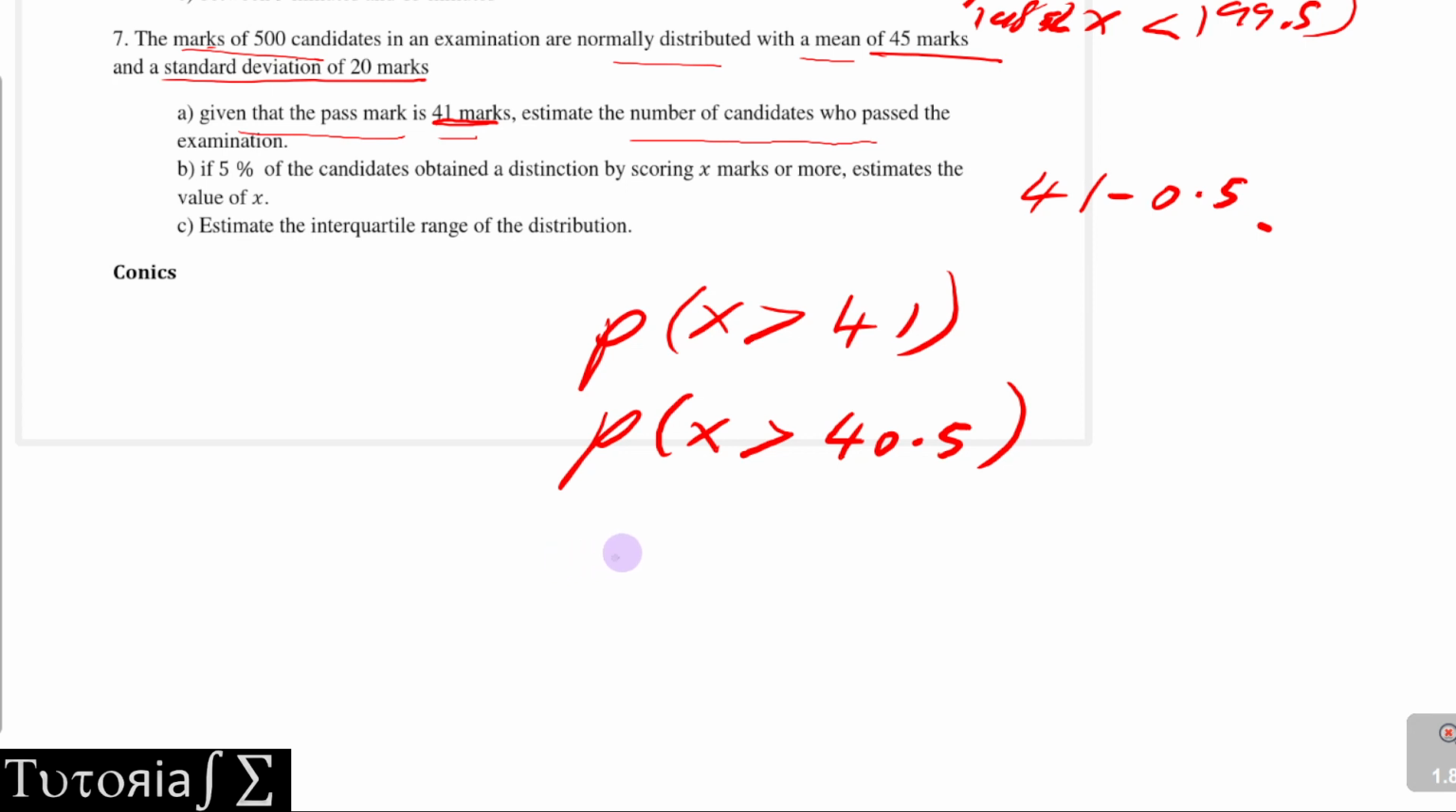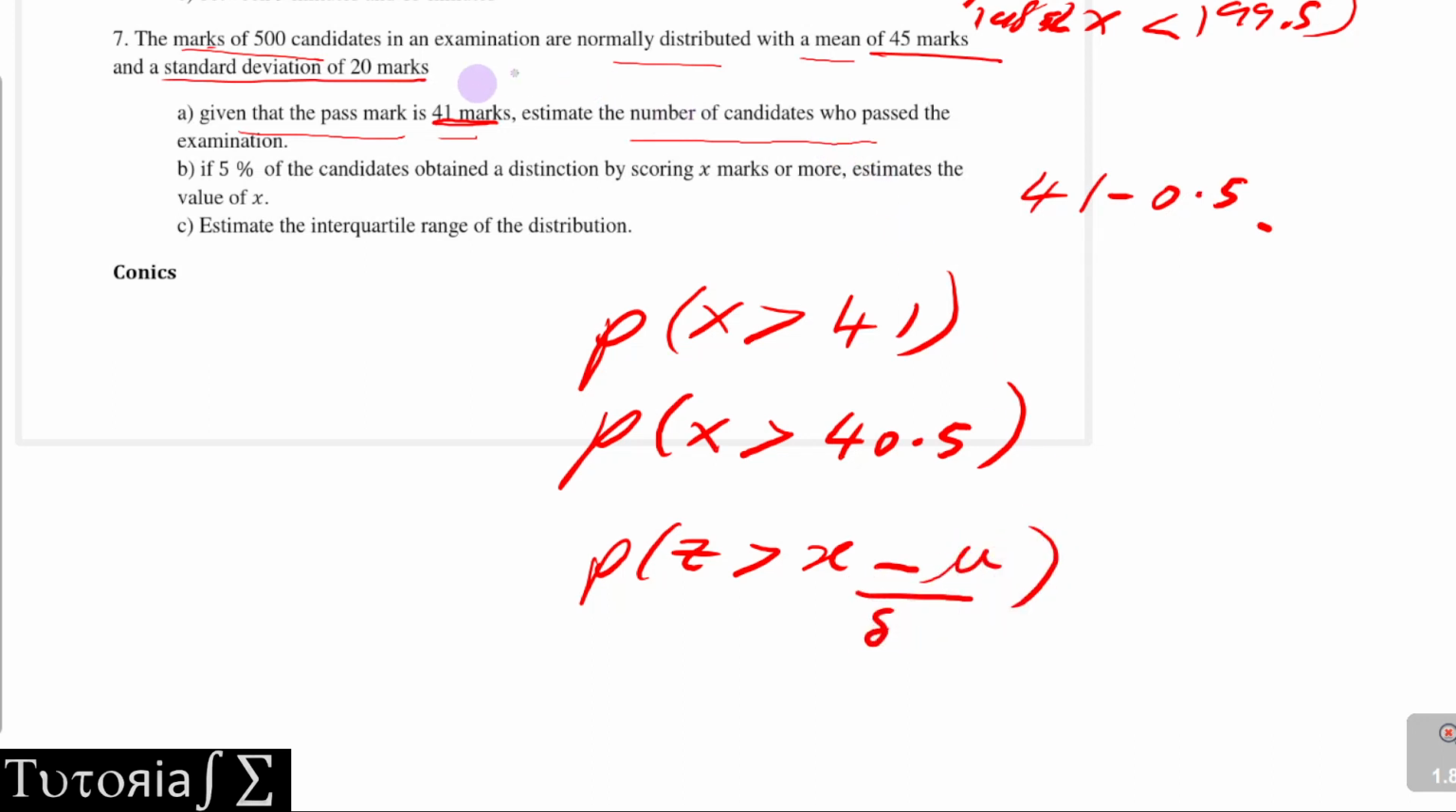So now we convert this to a Z-score. That will be probability of Z. So we follow the sign that is here, so greater than, we have our X, which will be this, minus the mean all over the standard deviation.